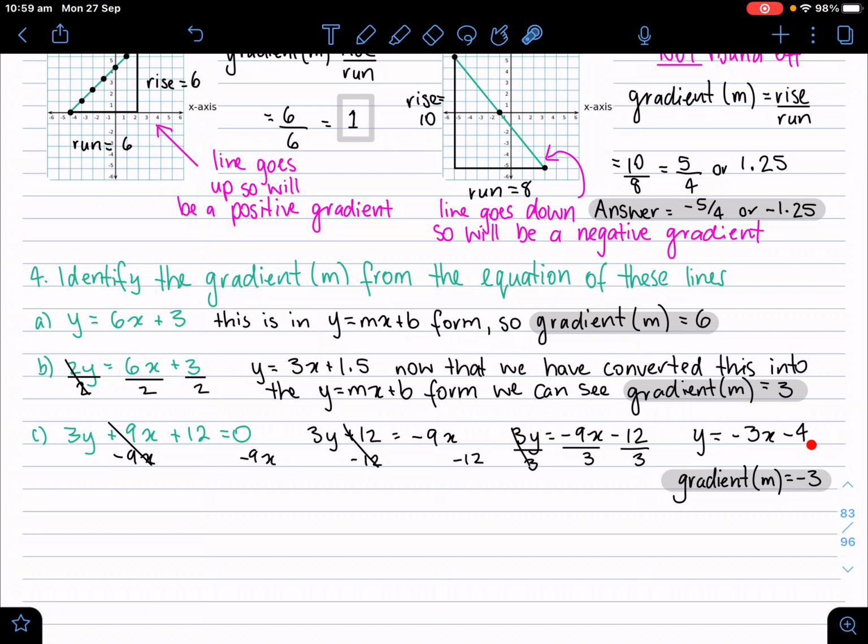And if you have problems with this question, go back and watch the video on y equals mx plus b and changing the subject of a formula. So here, now I can find my gradient because it's in the form of y equals mx plus b. And the m value is negative 3. Therefore, the gradient of this line is negative 3 as well. So I've shown you 3 ways now of how you can calculate the gradient or slope of a line.